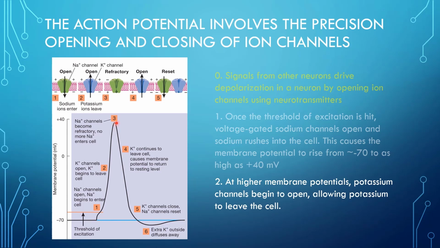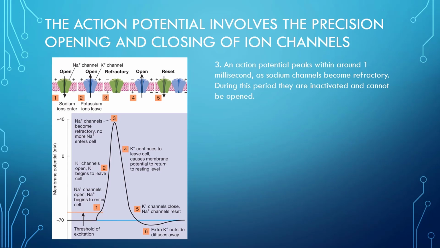And then at some point, these voltage-gated sodium channels hit their limit and they close. And when they do this, we call this becoming refractory. And this is what creates the peak in the action potential, this very important change in direction. These sodium channels, when they become refractory, are unable to open anymore. So they become inactive for a period of time.